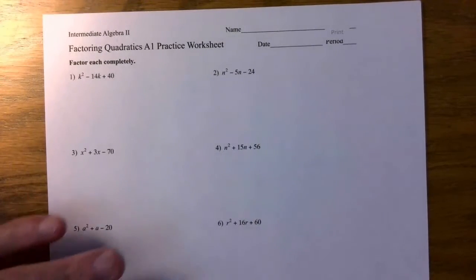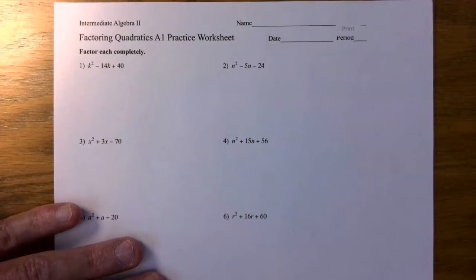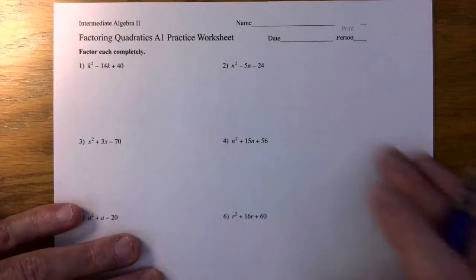All right, hello everyone. Guys, let's factor some of these quadratics. There's 10 problems, and there's 10 problems in the exit ticket. I want you guys to get good at this. This is how I do them.